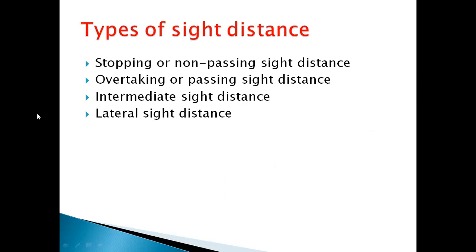Then next are the types of sight distance. There are four types of sight distance. First is stopping or non-passing sight distance, then overtaking or passing sight distance. These two we have discussed in this lecture. Then third is intermediate sight distance and fourth is lateral sight distance. These two we are going to discuss in the next lecture.